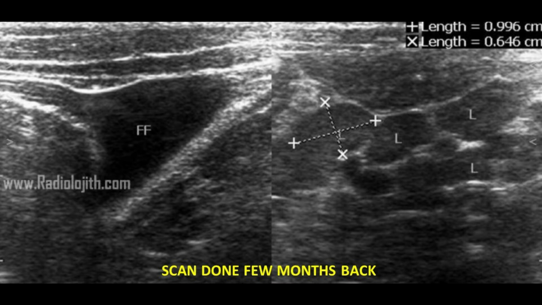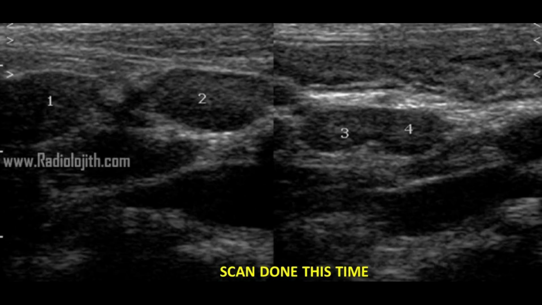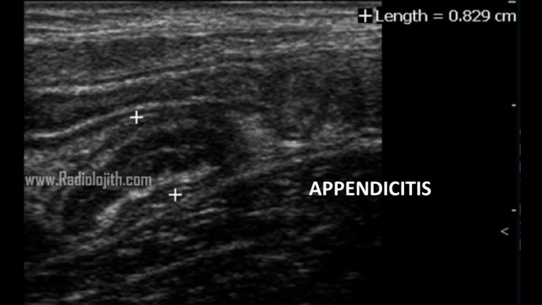The first one might be non-specific mesenteric lymphadenitis and the second one is specific mesenteric lymphadenitis because there was an 8 mm thick, non-compressible, tender, non-peristaltic tubular lesion below the lymph nodes. You can see it in the given image, which is highly specific for appendicitis, and this was surgically proven. Now the entire discussion is about mesenteric lymphadenitis in our children.